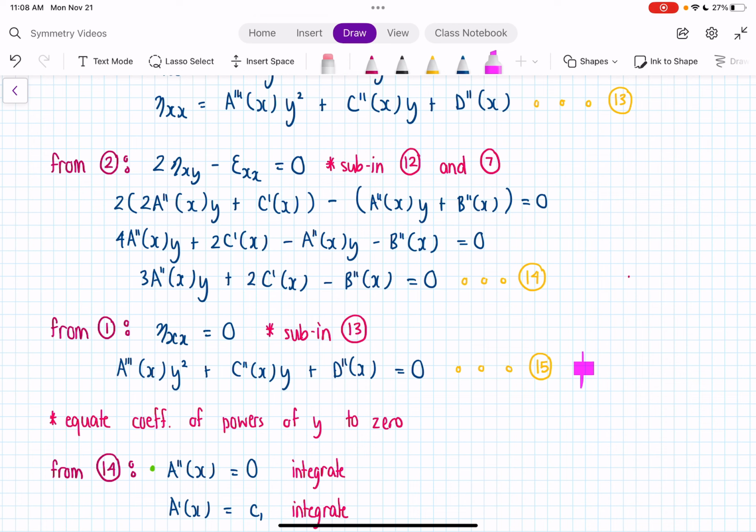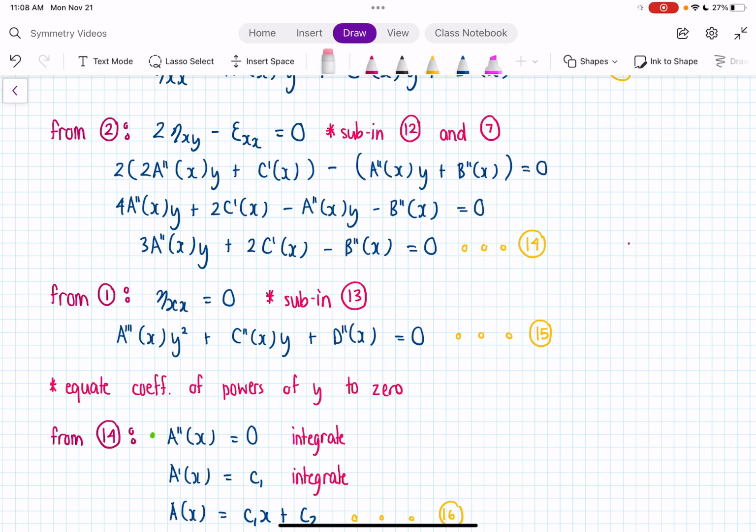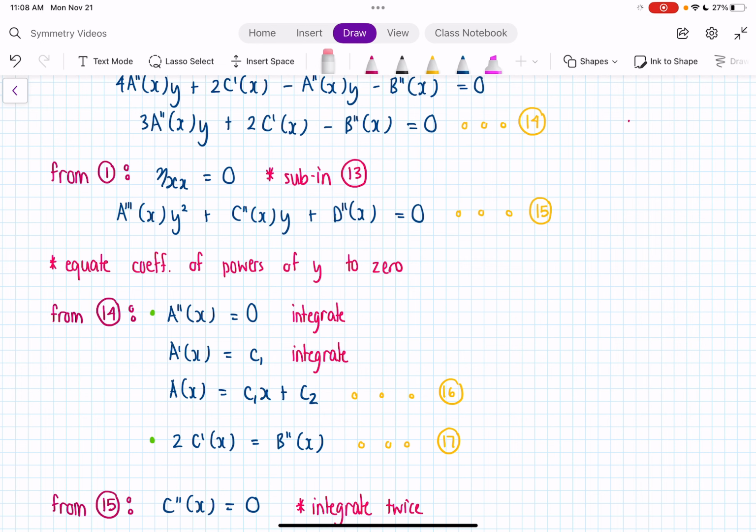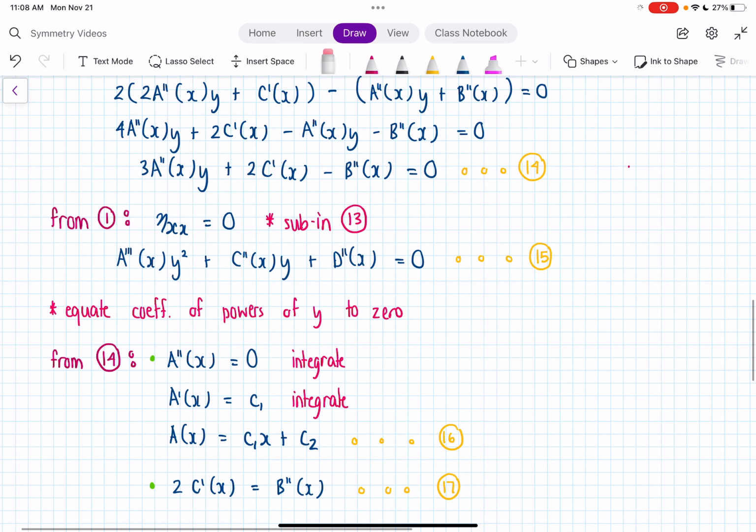So now we look at equation 14 and 13. And we're going to start looking at the coefficients of my powers of y. So we look at from equation 14, we have here, this is from y to the power 1.